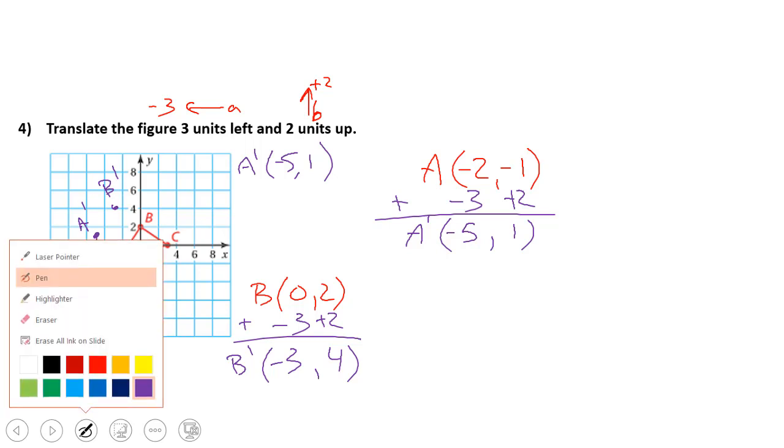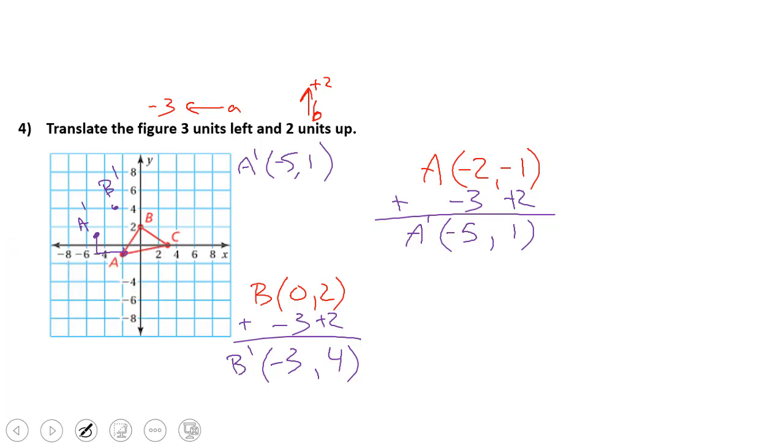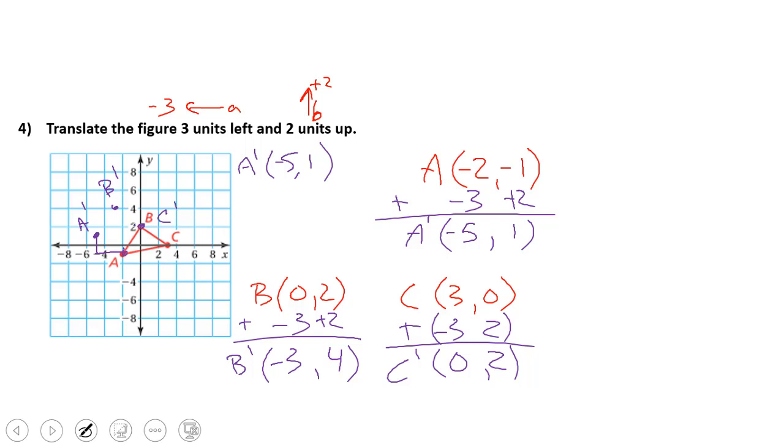And then C is located at 3, 0. And then what am I going to do? That's right, we're going left 3, so I'm subtracting 3. We're going up 2, so I'm adding 2. And so when I add these together, 3 plus a -3 is 0, and 0 plus 2 is 2. So C prime is at 0, 2. C prime is at 0, 2 right here. And of course, you use that straight edge to draw that nice number.